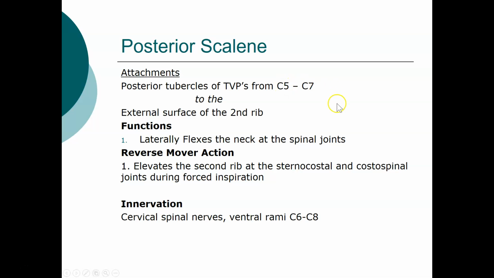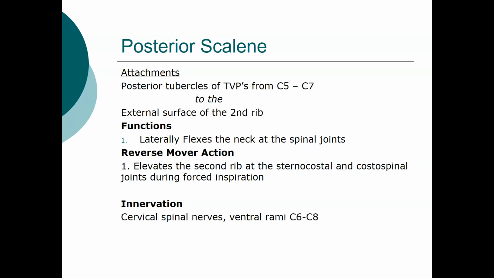So the first is the posterior scalene. So we're going to start at the back and work our way to the front. It starts at the posterior tubercles of the TVPs from C5 to C7 down to the external surface of the second rib. So posterior tubercles on the TVPs of 5 to 7 to the external surface of the second rib.